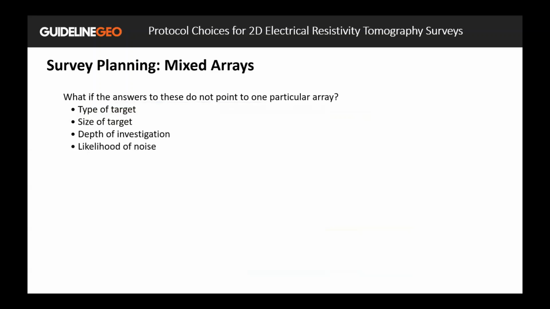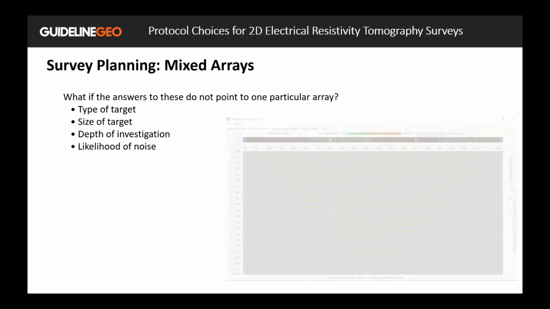If, for example, it would be great to use Wenner, but I don't have the time to be on site for particularly long, or I know that I want to look at voids, but I'm worried about the amount of noise on the site, well, then you could potentially use a mixed array. A mixed array is one where we change the combination of electrodes during the survey.